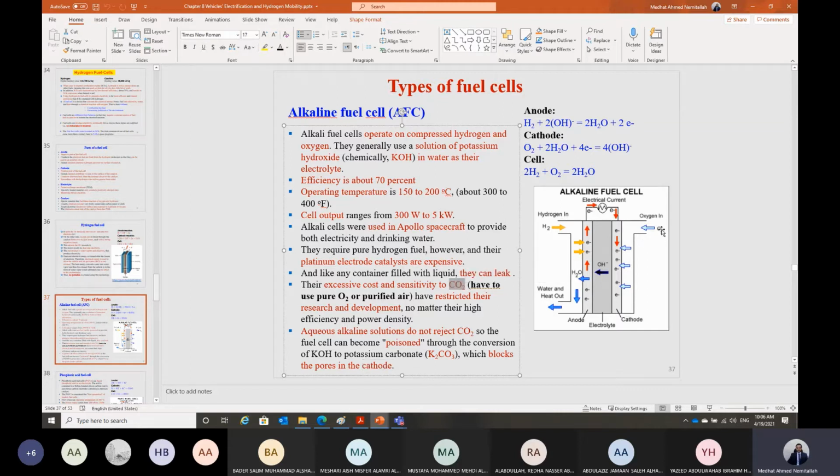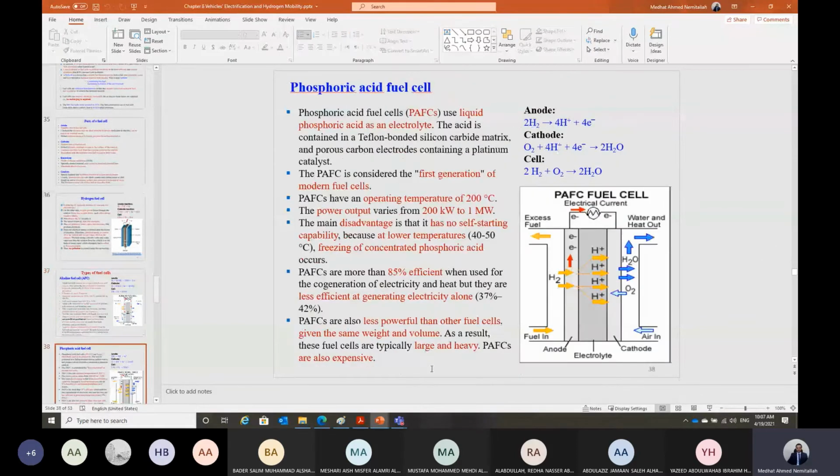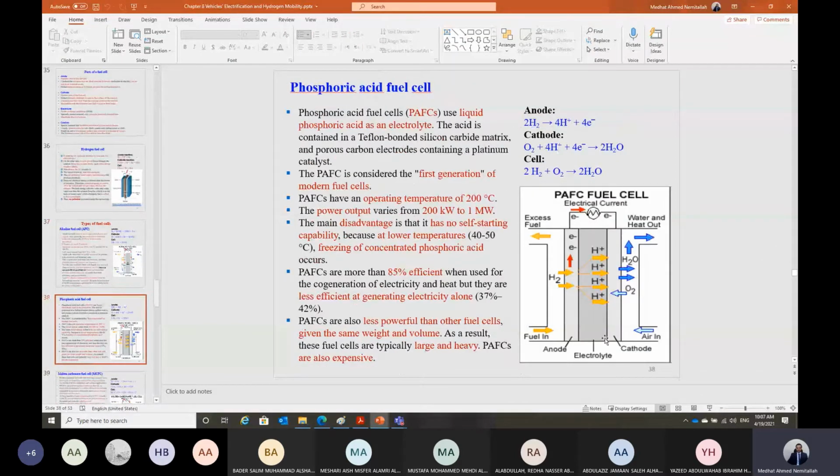So either we can use pure oxygen, that means we have to use an air separation unit to separate oxygen for the fuel cell, and this is an additional cost. And it will also reduce the efficiency. Otherwise, we can do a kind of purification process for the air in order to separate carbon dioxide. But this will require additional cost in this case.